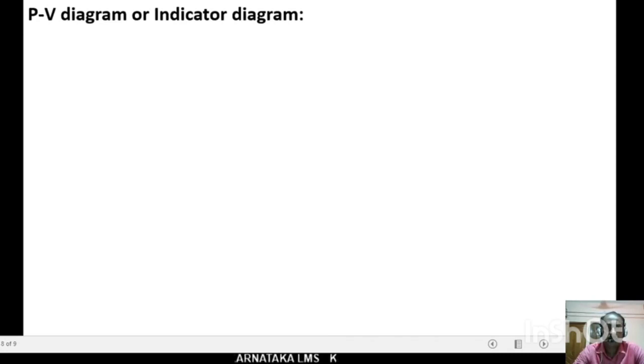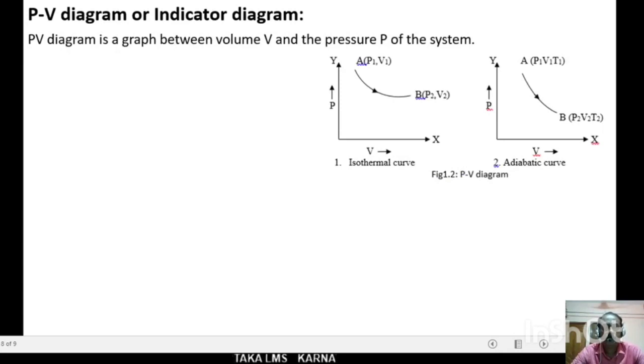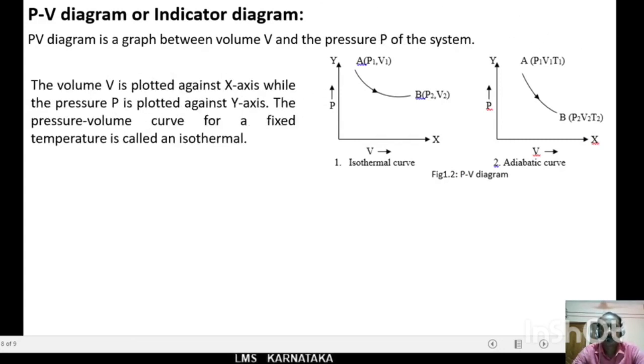See PV diagram or indicator diagram. PV diagram, that means pressure volume diagram, is a graph which is plotted between volume and pressure of the system. Along x-axis volume is taken, along y-axis pressure is taken. The pressure volume curve for a fixed temperature is called an isothermal curve. This is the isothermal curve between the points A and B.